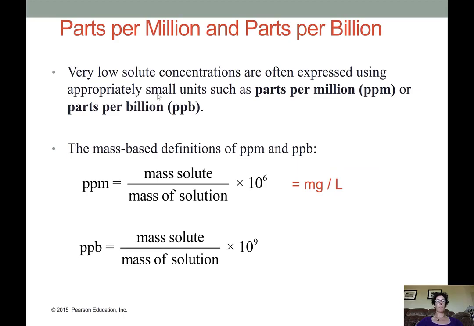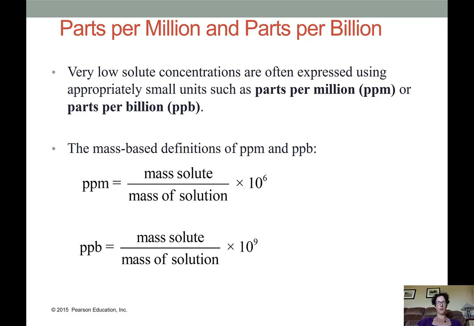The final way that we're going to cover in terms of describing concentration is for describing solutions where the solute is in very, very low abundance. And the terms we use for that are parts per million or parts per billion, however is most suitable for the amount of solute in that solution.